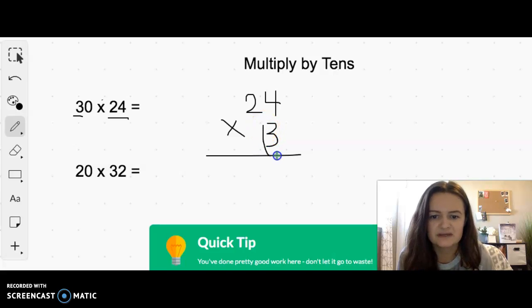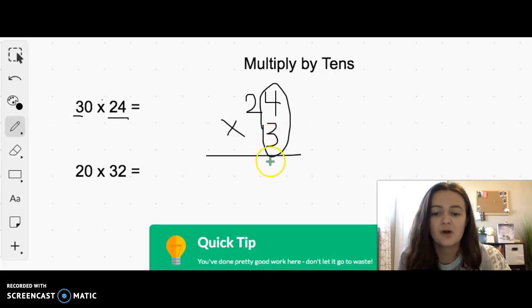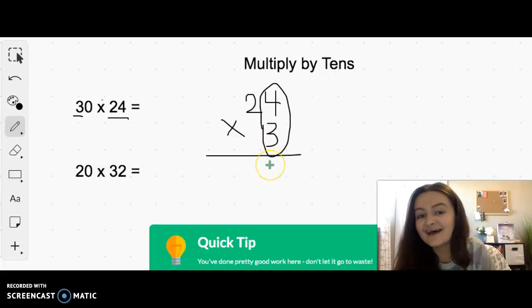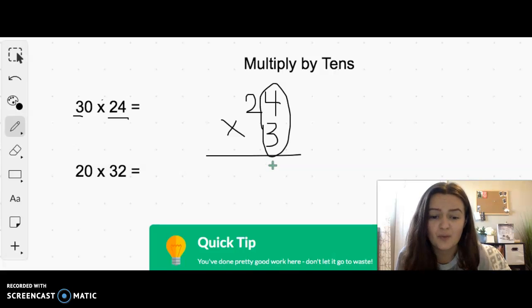I take my 3 and first multiply it by the ones place. 3 times 4 is 12. Well, I cannot fit 12 into the ones place. So what I do is I regroup. I put my 2 ones down here, and I regroup my 1 ten over the tens place, just like so. Okay, I'm not done yet.